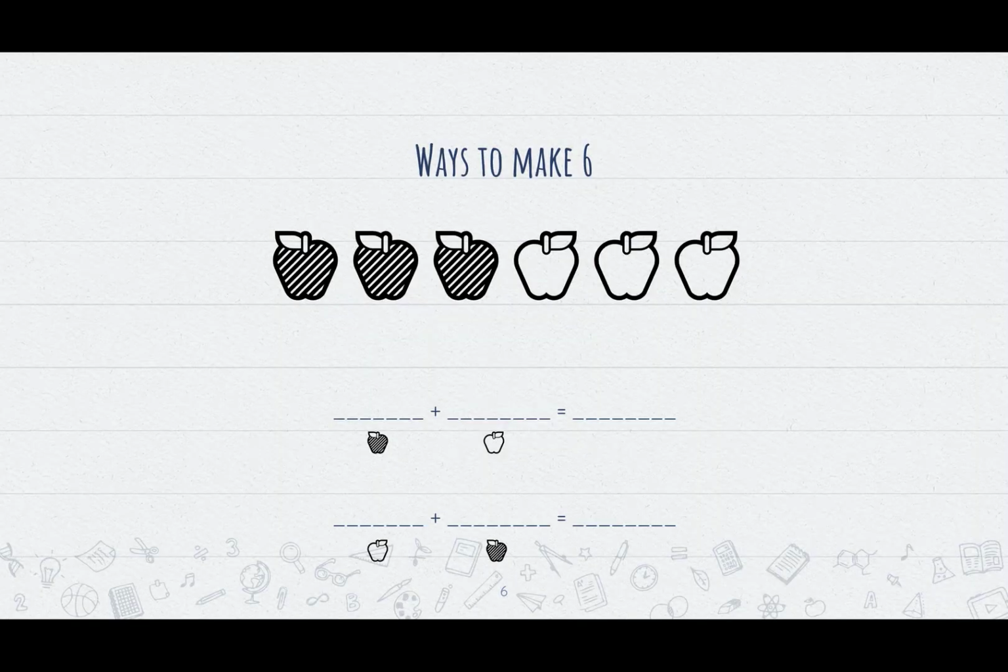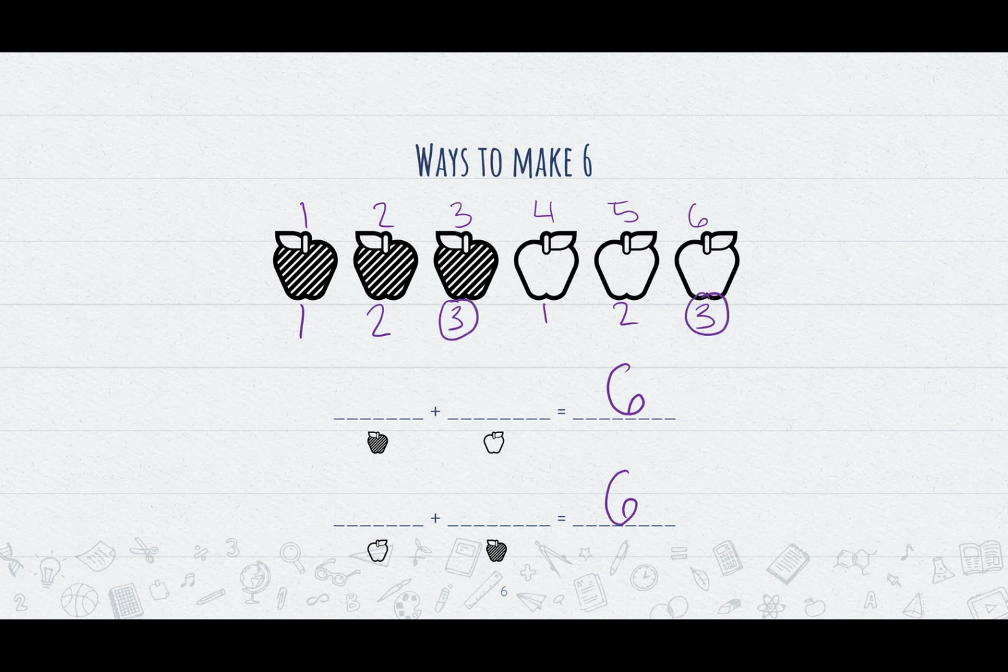All right, there's one more way that we're going to talk about how to make 6. So we know that there's 6 apples here. We can count them. 1, 2, 3, 4, 5, 6. And we know that there's going to be 6 apples, so we put 6 here. And now let's count the number of striped and the number of plain apples. So 1, 2, 3 striped apples and 1, 2, 3 plain apples. So I have 3 striped apples and 3 plain apples.